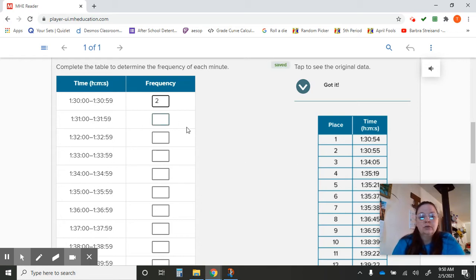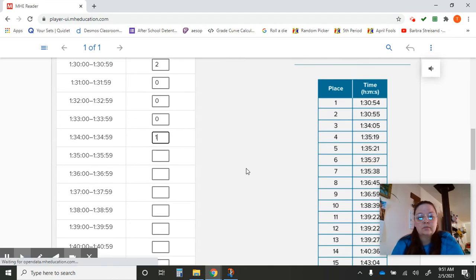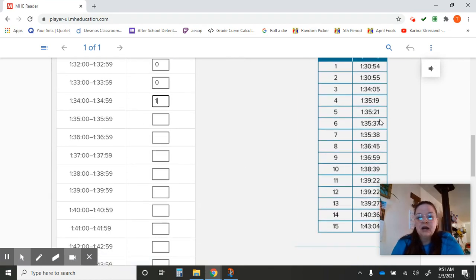31 to 31.59, there are none there, so that's a 0. 32 is also 0. 33 is also 0. 34, we have 1 that lands in there. 35, there's 1, 2, 3, 4. 36, 1, 2.